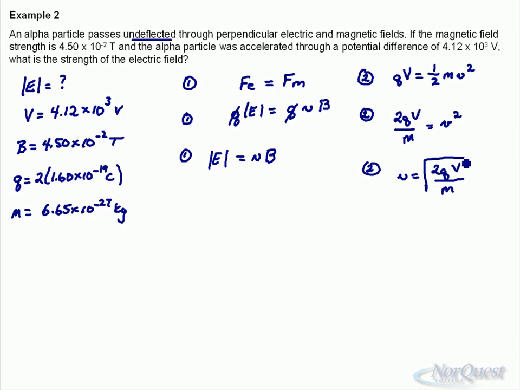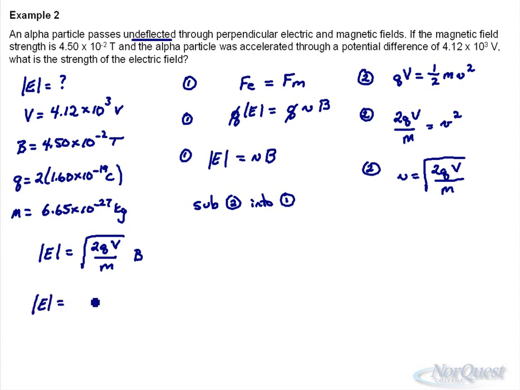I could work these out individually, but I always choose to create one formula if possible. Since v is just going to substitute into the other equation, I'm going to substitute equation 2 into 1, and we get this fancy equation: the electric field is going to be equal to the velocity, which is the square root of 2 times the charge times the voltage divided by the mass, times the magnetic field strength. Put those numbers in.